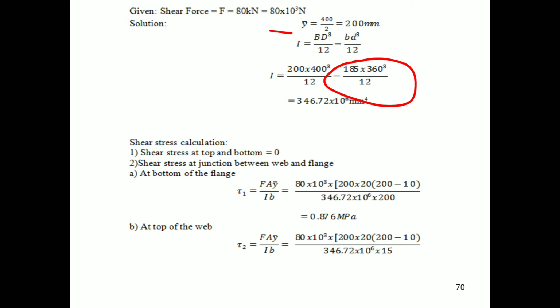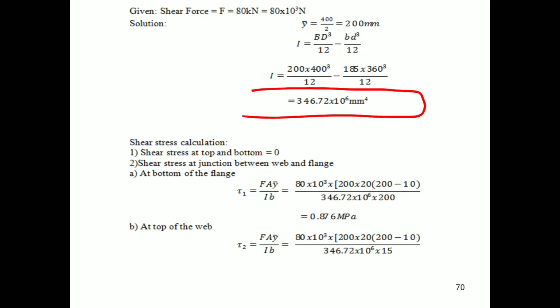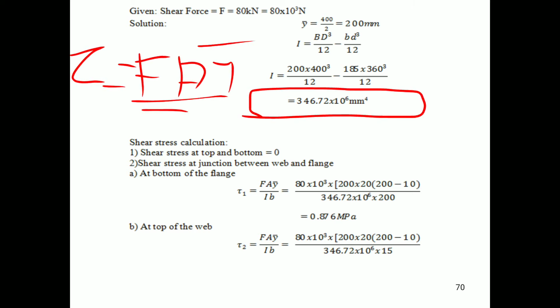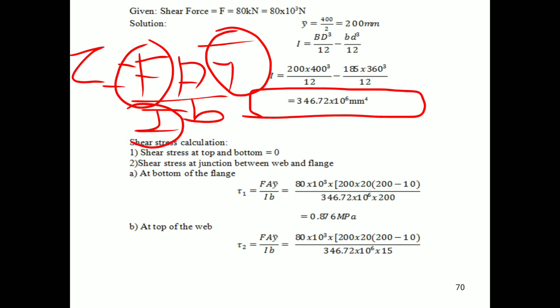Therefore, by using this formula, I is equal to capital B D cube by 12 minus small b d cube by 12. Therefore, we have I equal to 346.72 into 10 raised to 6 mm raised to 4. Now we have the shear stress formula F A y bar upon I B. We have the value of F, the value of y bar, and the value of I also. Only we have to find out A y bar, which is the first moment of area, and the width.